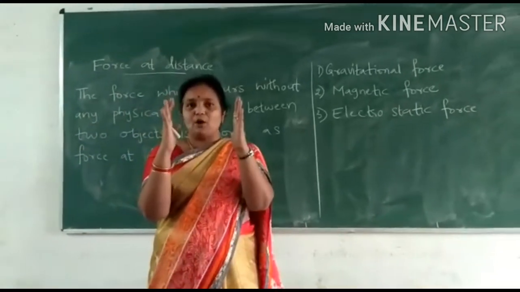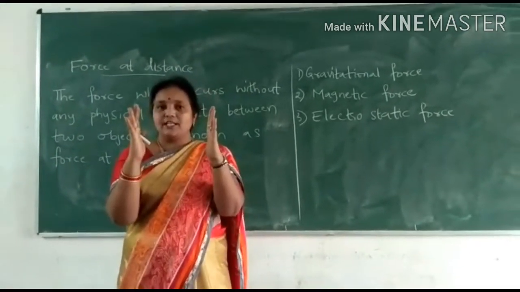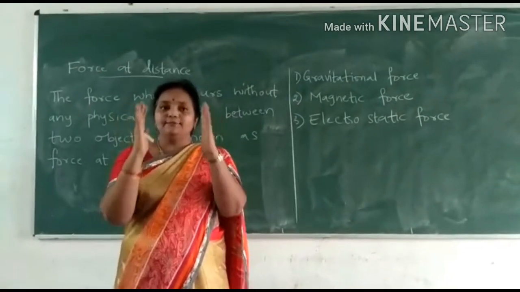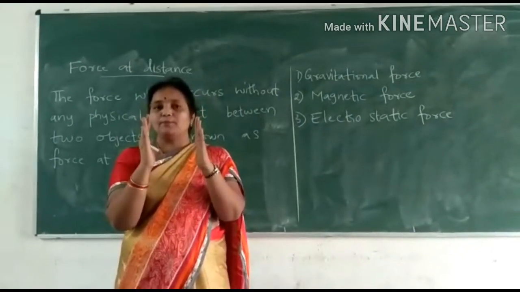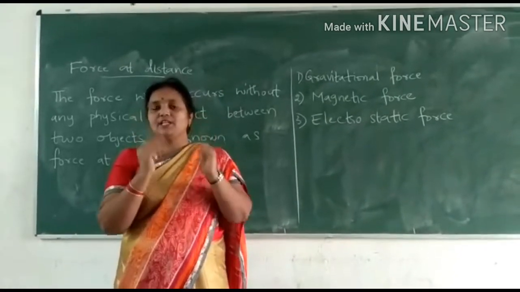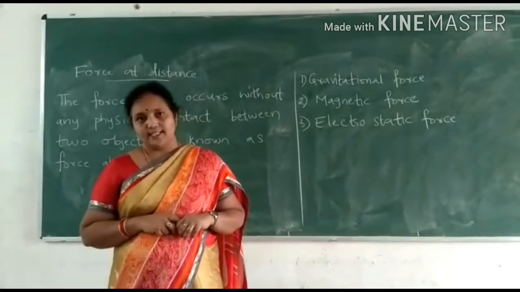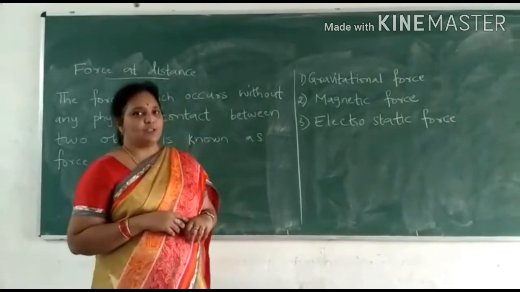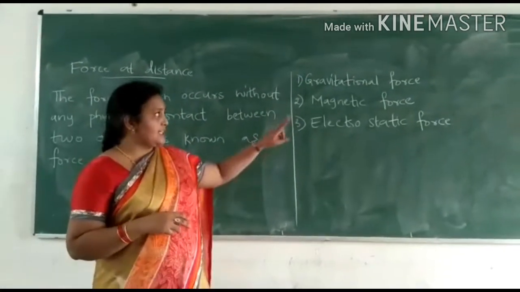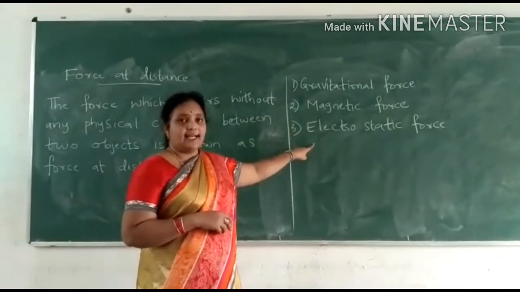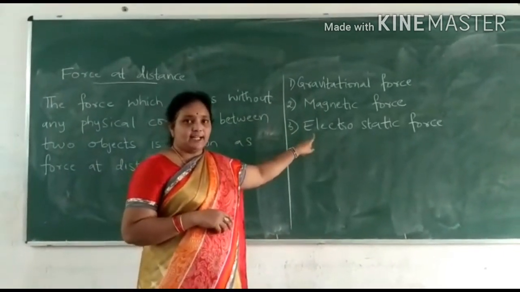So the force which occurs without any physical contact between two objects is known as a force at a distance. That means these two objects are far from each other without any contact between them, and force is between these two objects. So the types of force at distance, or field forces, are three types: gravitational force, magnetic force and electrostatic force.